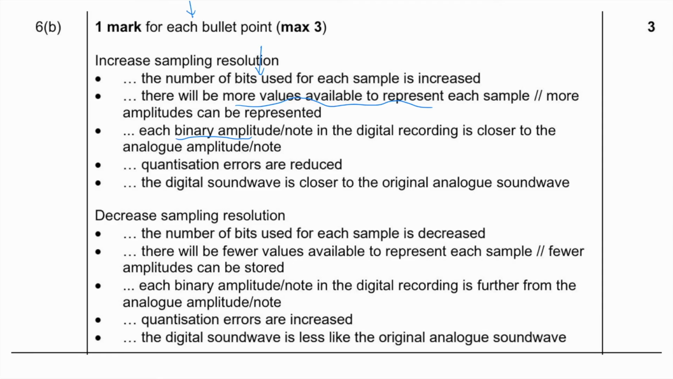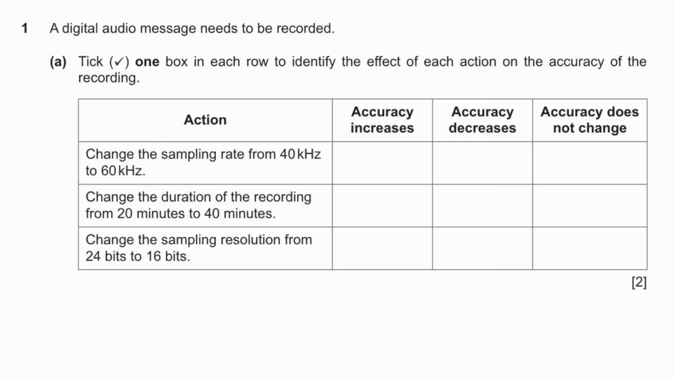So basically, in this question we need to talk about what happens when we increase and decrease the sampling resolution. To get the maximum number of points, you want the impact of increasing, the impact of decreasing, and then to talk about how the more bits we use, the closer the digital sound wave is to the original analog sound wave.